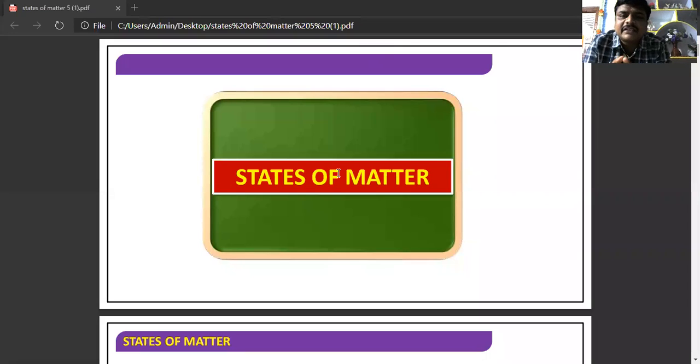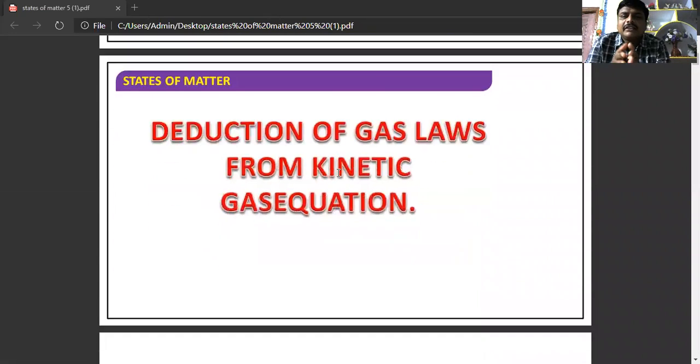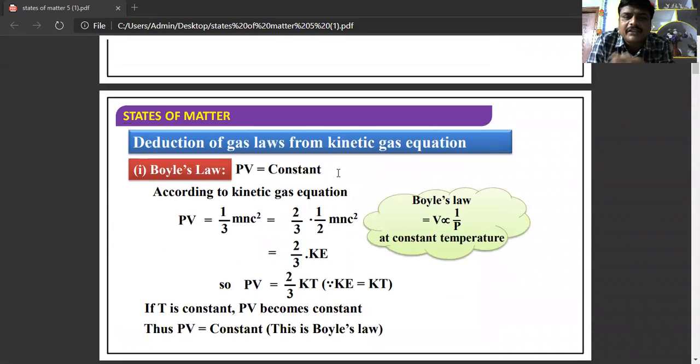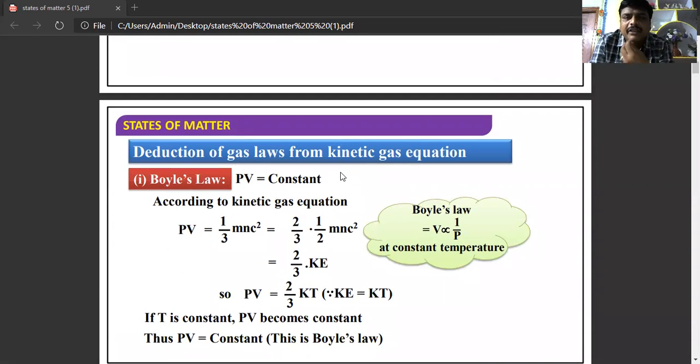Dear students, in this class, we'll discuss the deduction of gas laws from the kinetic gas equation. So, how to deduce the different gas laws from the kinetic gas equation? We know the kinetic gas equation PV is equal to 1 by 3 mnc square. So, how to deduce Boyle's law from the kinetic gas equation?